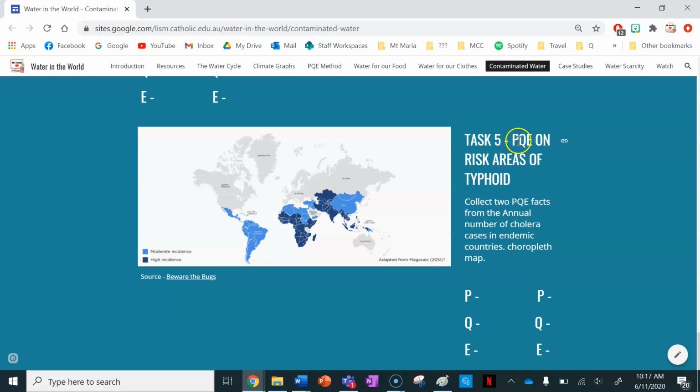Task 5 is the last task. You need to collect 2 PQE facts on risk areas of where you can get typhoid. You can see down here we've got moderate incidence in the light blue, and then high incidence, where you're more likely to get it, in the dark blue as well. You need to collect 2 PQEs from that. An example might be in the Middle East or Central Asia, you have quite a high chance of getting typhoid, or there's more typhoid in these regions. And then you can have your quantify and then your exception. Your exception might be China or Mongolia if you're going to do Asia.